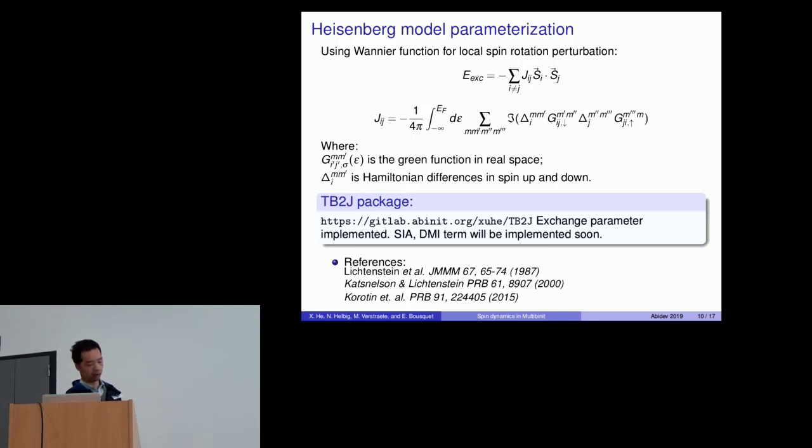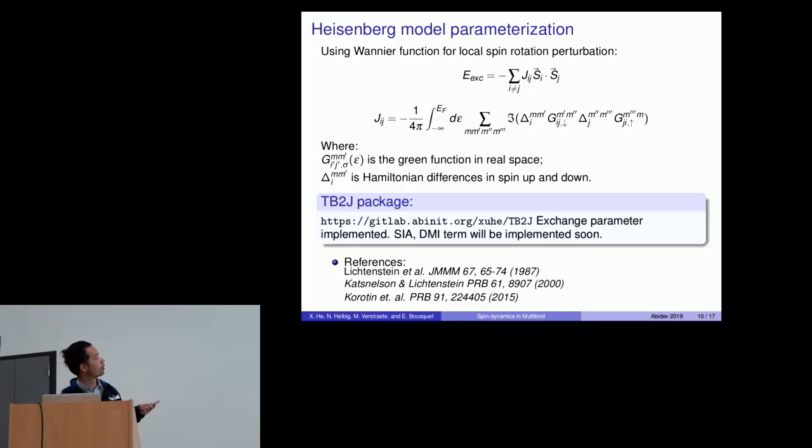Because MULTIBINIT is a plane-wave code, the local spin rotation is not already there, so we have to use Wannier functions as the basis set. We use them to build a tight-binding-like Hamiltonian, and then use the Green's function to calculate the response by rotating two spins and get the exchange parameters.